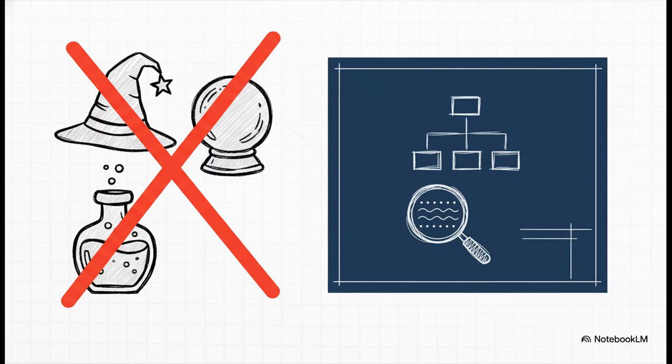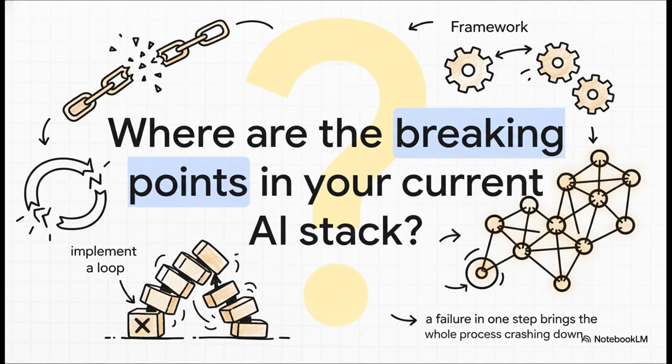and incredibly powerful. So I'll leave you with this to think about. Look at your own projects right now. Where are the breaking points? Where are you fighting with your framework just to implement a simple loop? Where does one little failure bring the whole house of cards down? Because that spot, that's probably where a graph could change everything for you.